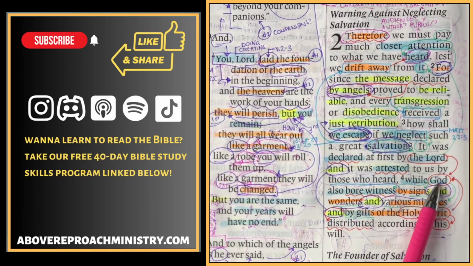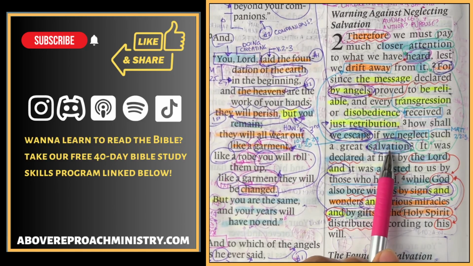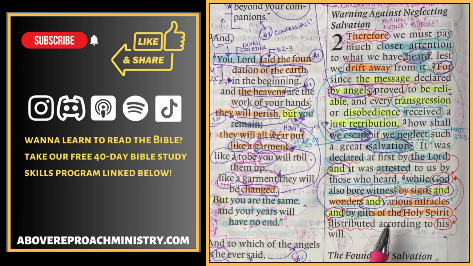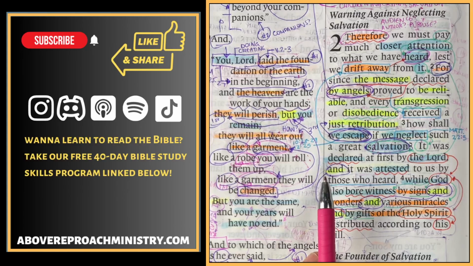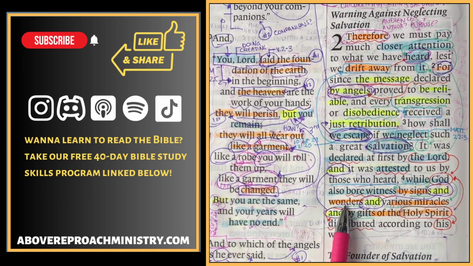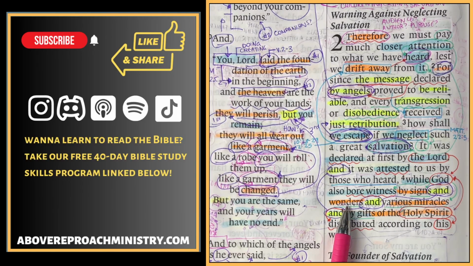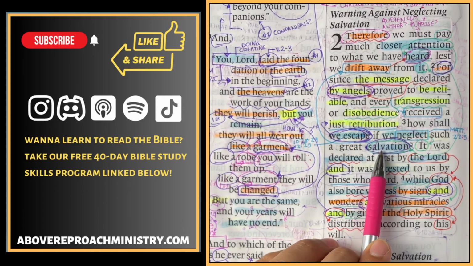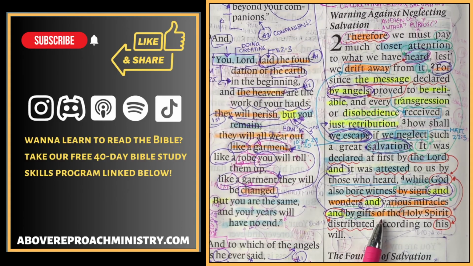And now we have God bearing witness to this salvation message by signs, wonders, miracles, gifts. So when you read it in that fluid way as a list, you'll find out that the main way these things relate to each other is that they are all different ways in which God bears witness to this message of salvation, right?